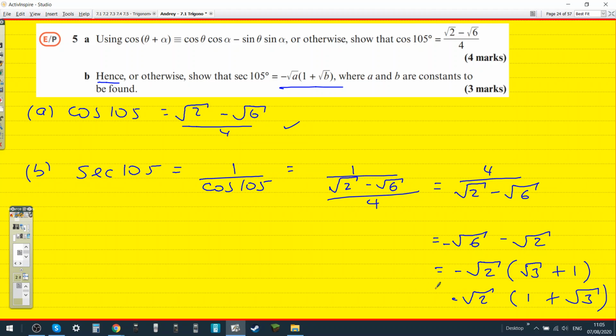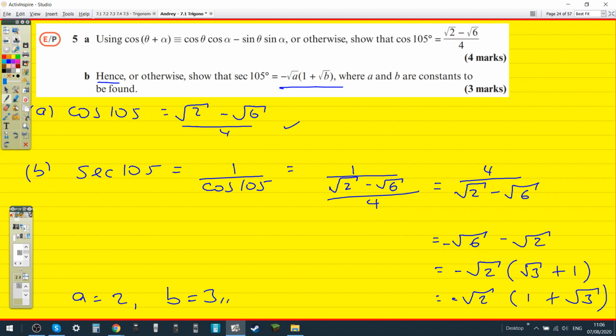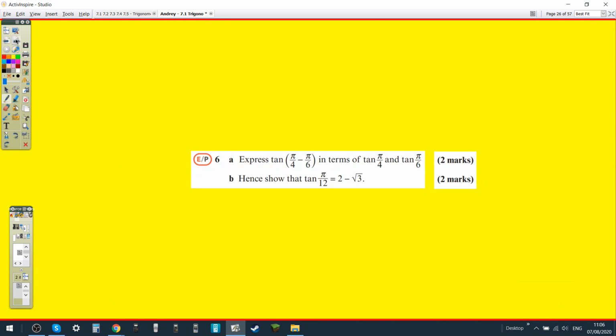What is A? What is B? A is equal to 2, B is equal to 3. So cos 105 is this fraction, sec 105 is the reciprocal. Flip it, calculator, and factorize. A is 2, B is 3. Any questions? No. Good.